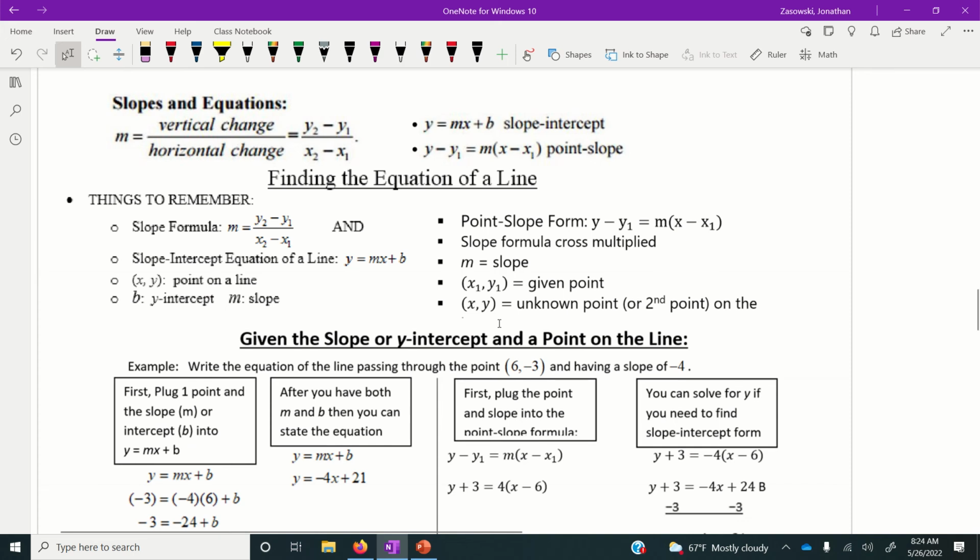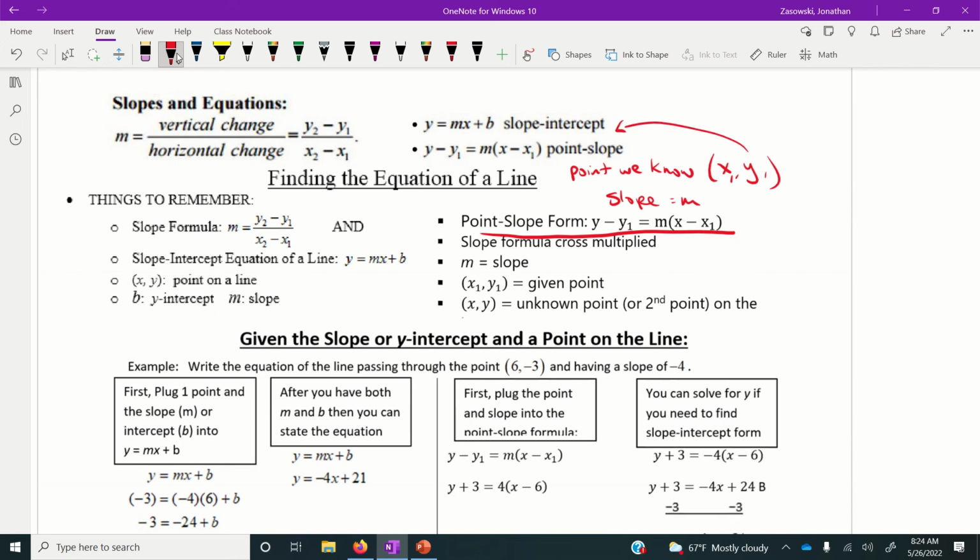Next part of the lesson was on equations of lines. And if you remember, we were a big proponent this year of using the point slope form. Okay? So in the point slope form, remember that the given point, the point we know, is going to be listed as x1, y1, and the slope is going to be m. Remember that as you plug the point into the equation, make sure we change the sign because it's a minus there. So as you plug the point in, make sure you change the sign.